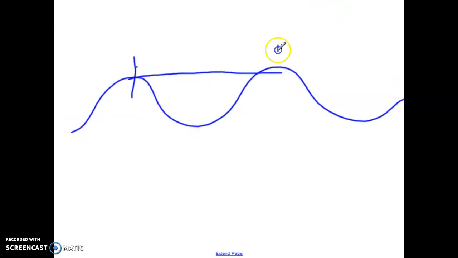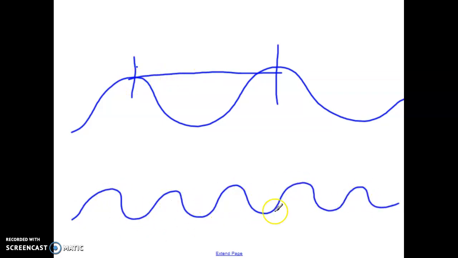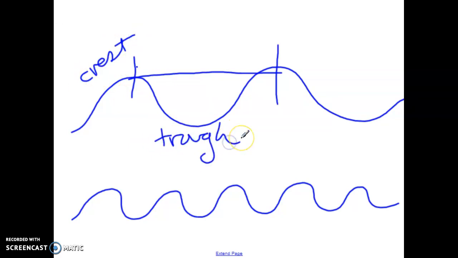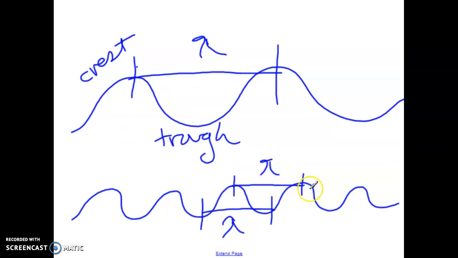A wavelength is a measurement of distance. All energy travels in these waves, these oscillations. The top of the oscillation is known as a crest, and the bottom, the valley part, is known as a trough. The symbol for wavelength is lambda. Wavelength can be measured from crest to crest or from trough to trough. It's the same measurement no matter what. It's a measurement of distance.